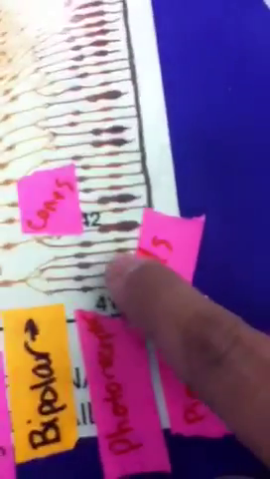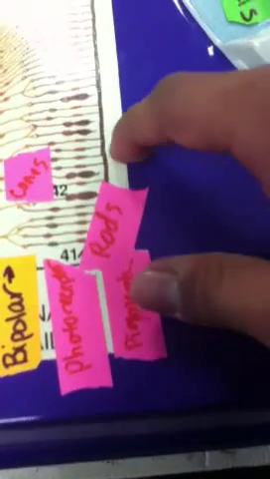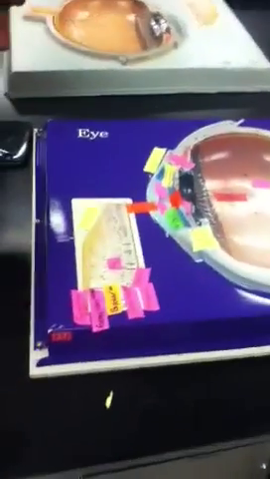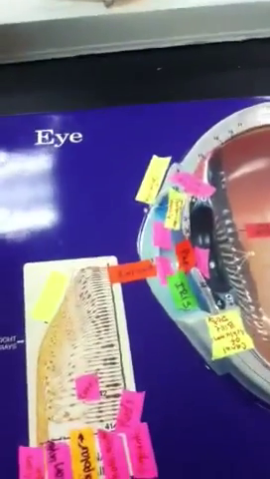The cones are these big peanut-shaped things right here, and the rods would be the smaller ones. And then this dark line right here would just be the pigmented layer. And that's all you really got to know for this structure diagram.